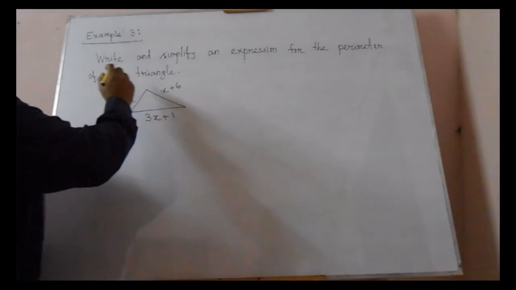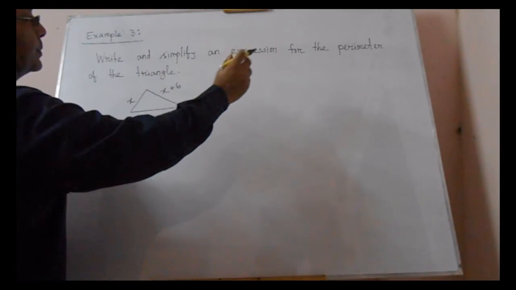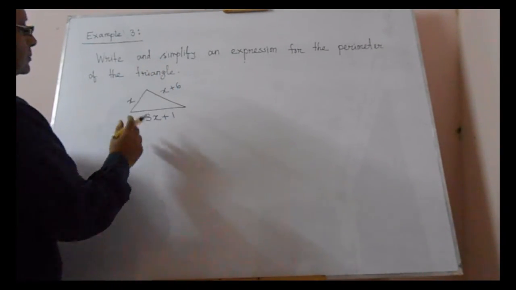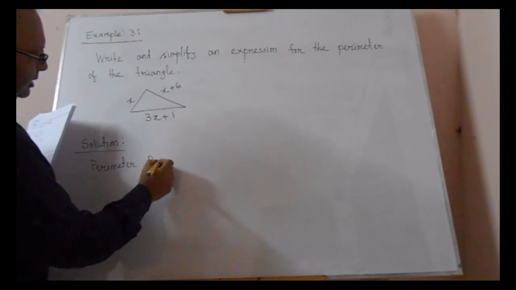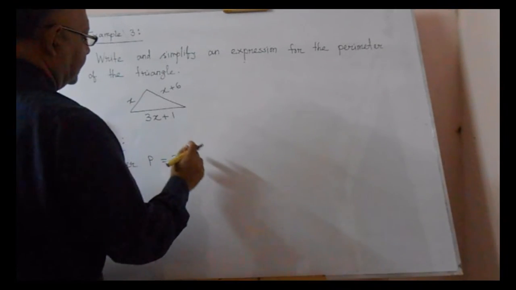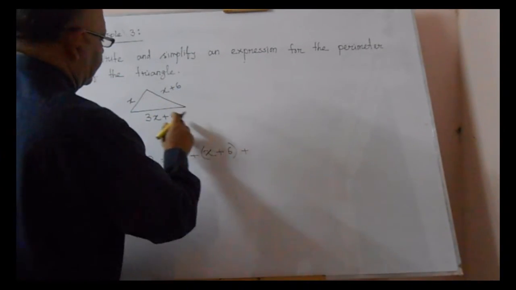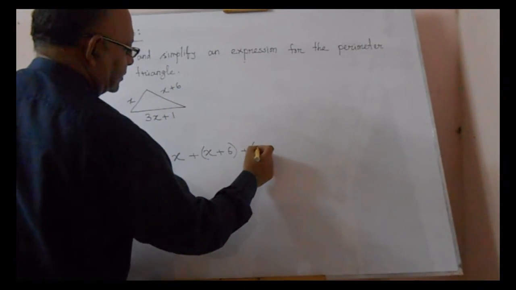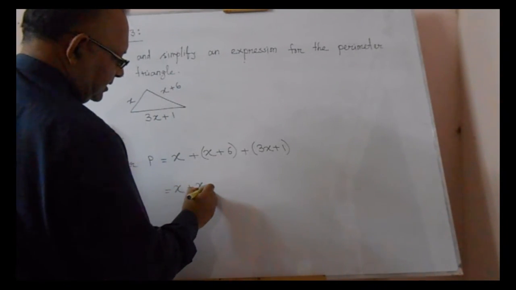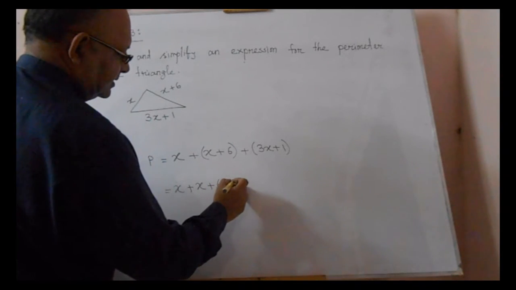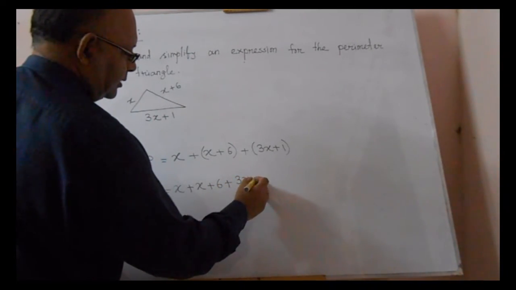Example 3. Write and simplify an expression for the perimeter of the triangle. Now we'll solve this example. Perimeter P equals x plus x plus 6 plus 3x plus 1. Now we can write this x plus 6 plus 3x plus 1.